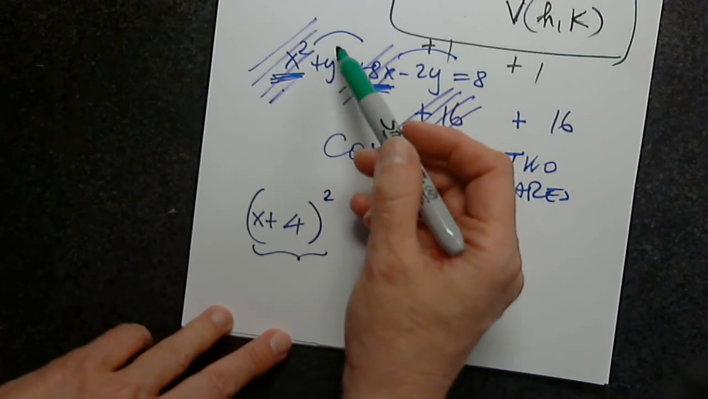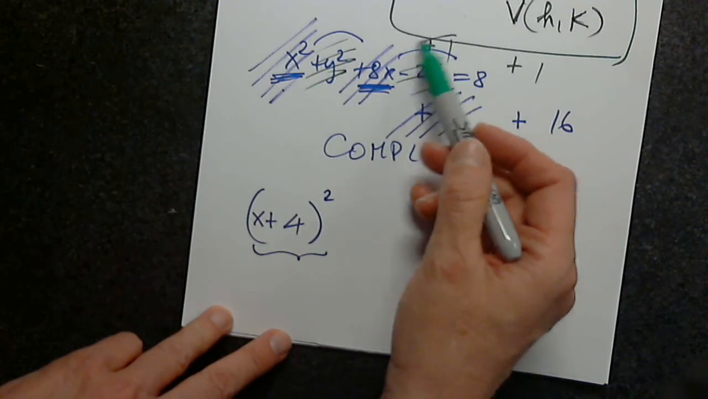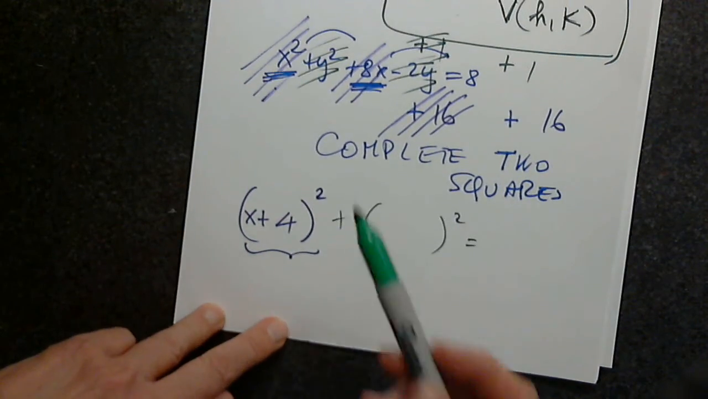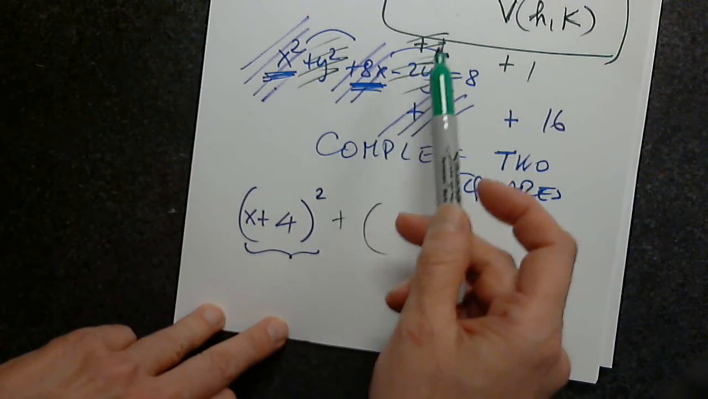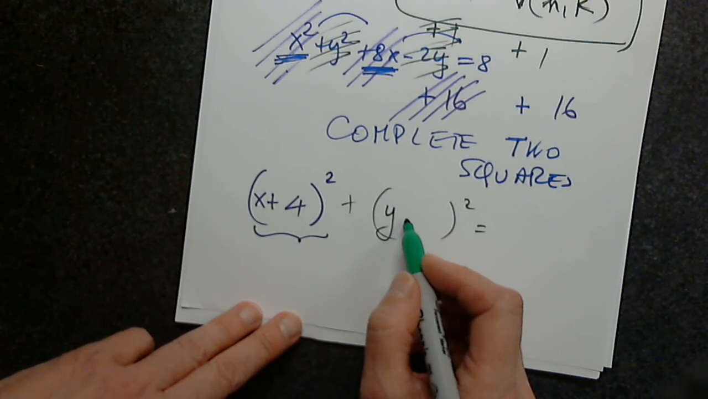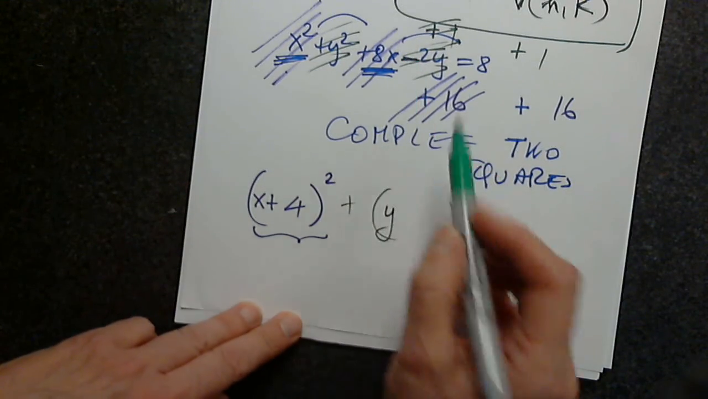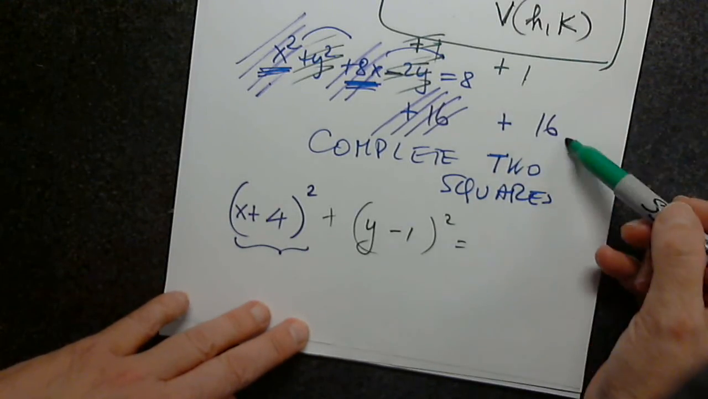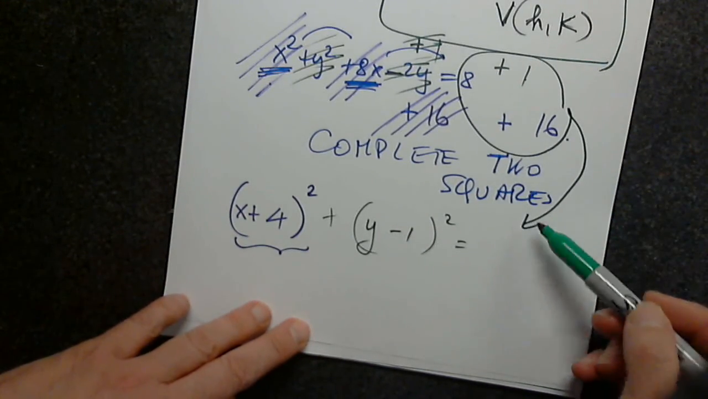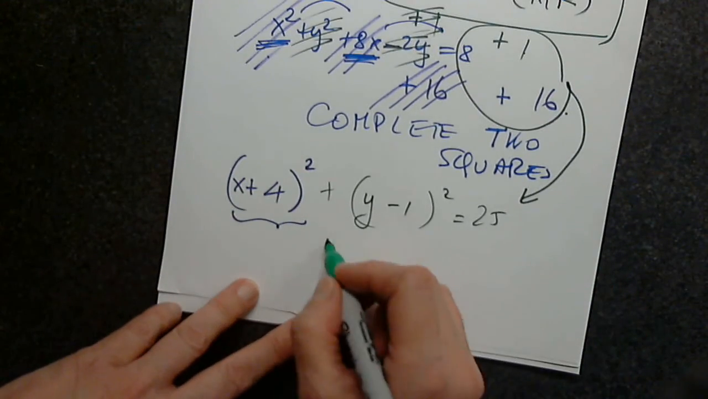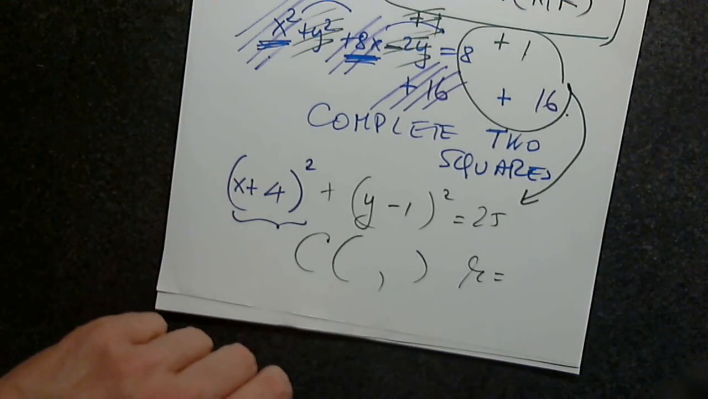Indeed. So now these are here. 1, 2, 3. 1, 2, 3. If this is minus. Yes, -1. Good. So now I have 8, 1, and 16. These form the right-hand side. So what do we get? 25.